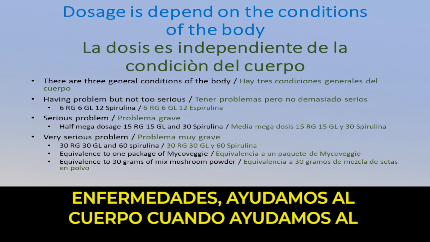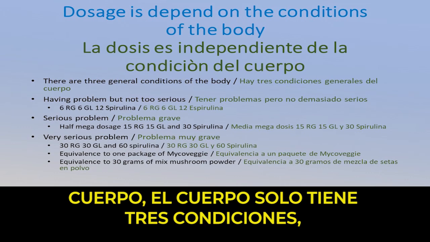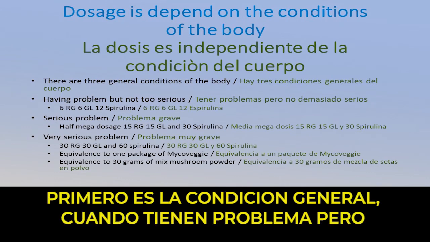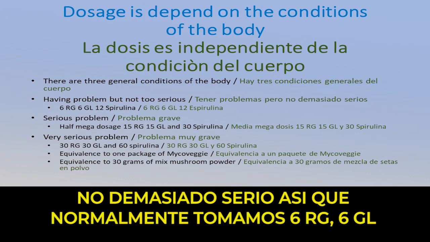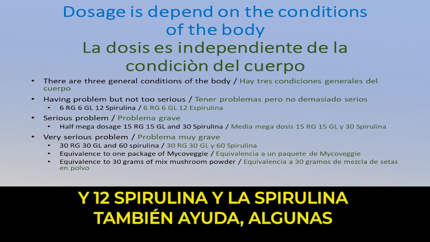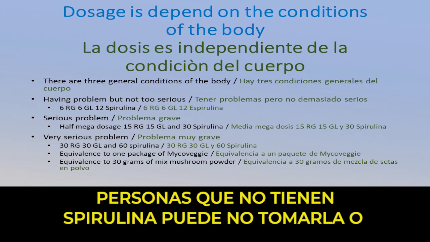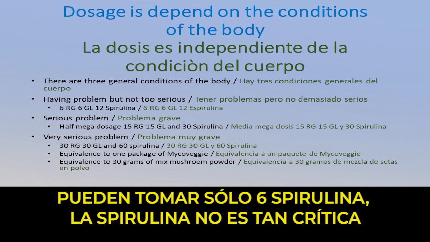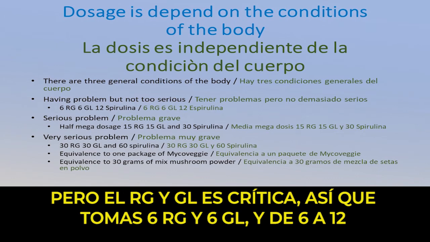So when we treat the body, there are only 3 conditions. First is the general condition. They are having a problem but not too serious. Then normally we take 6 Rg, 6 Gl and 12 spirulina. Spirulina is also helping. Sometimes people do not have spirulina, they can even skip it, or take 6 spirulina. The spirulina is not so critical, but Rg and Gl are critical. So you take 6 Rg, 6 Gl, and 6 to 12 spirulina.